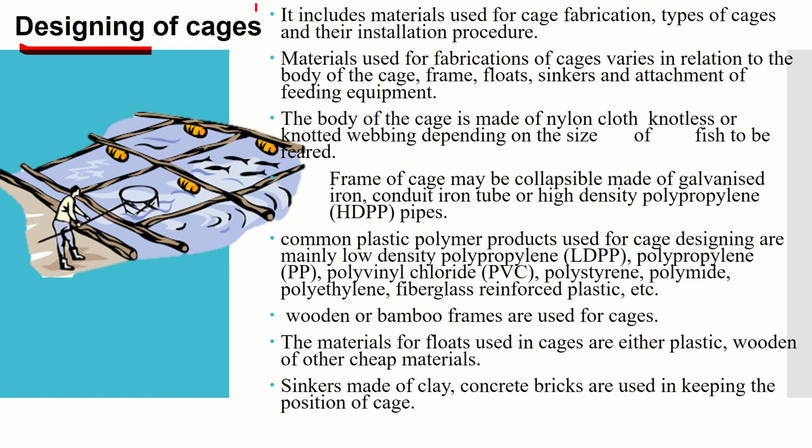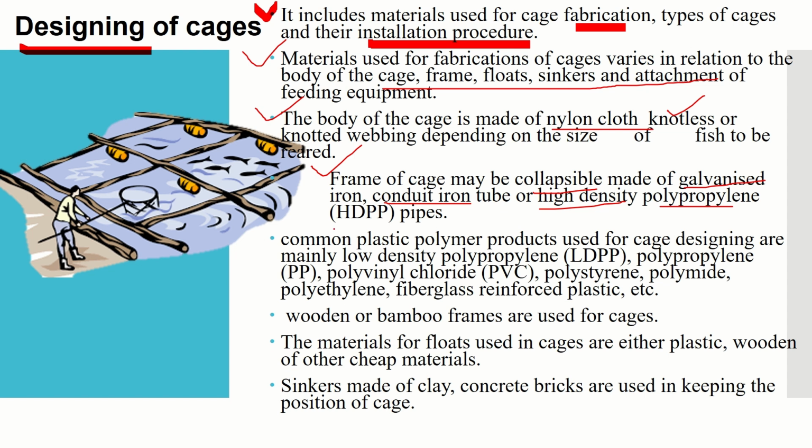It includes materials used for cage fabrication, types of cages and their installation procedure in the aquatic system. Materials used for fabrication of cages vary in relation to the body of the cage, frame, float, sinkers and attachment of the feeding equipment in that cage. The body of the cage is made of nylon cloth, knotless or knotted webbing, depending on the size of the fish to be reared. Frame of cage may be collapsible, made of galvanized iron, conduit iron tube, or high density polypropylene pipes.